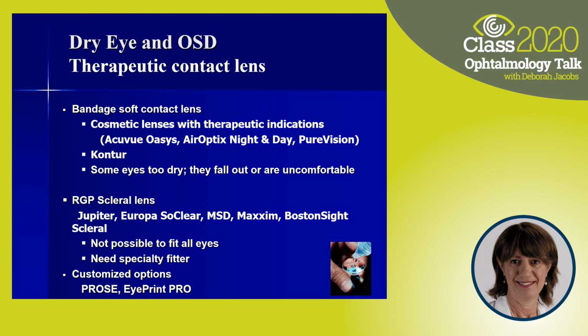With these various options, it still may not be possible to fit all eyes, and one needs a specialty fitter who is willing to take on the challenges of fitting these lenses and fitting them in symptomatic patients. When commercial scleral lenses fail, there are more customized options, including Prosthetic Replacement of the Ocular Surface Ecosystem (PROSE) treatment and iPrint Pro, which may allow fitting of a more unusually shaped eye. There are still issues to address as far as tolerance in the patients who require these interventions.